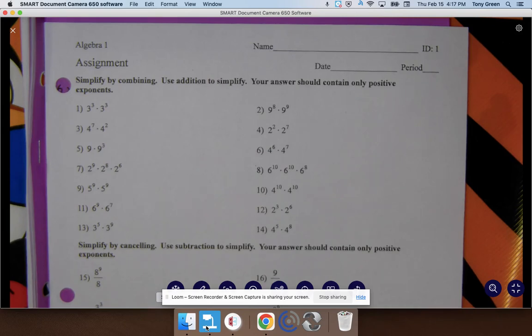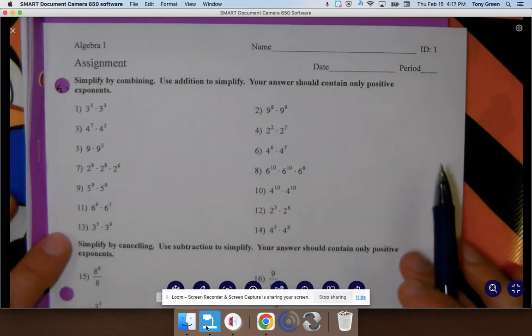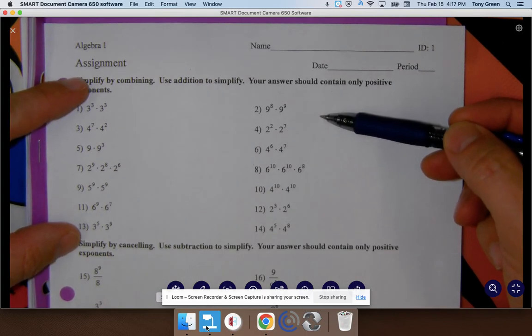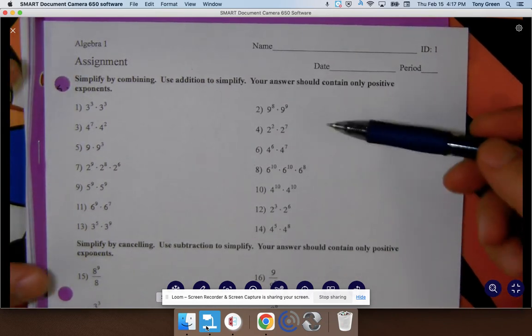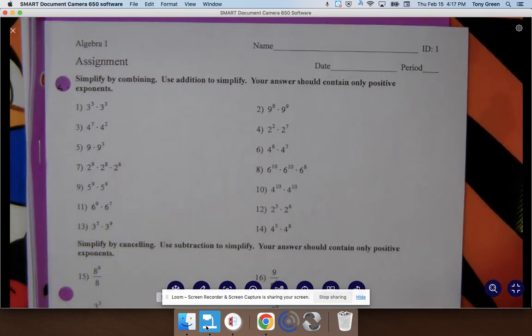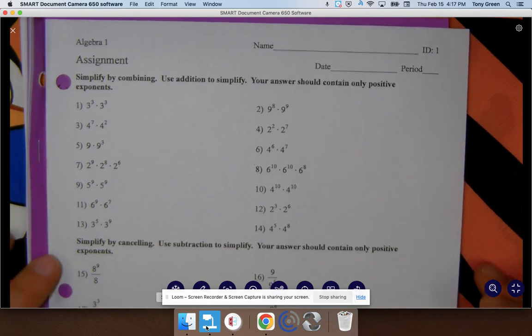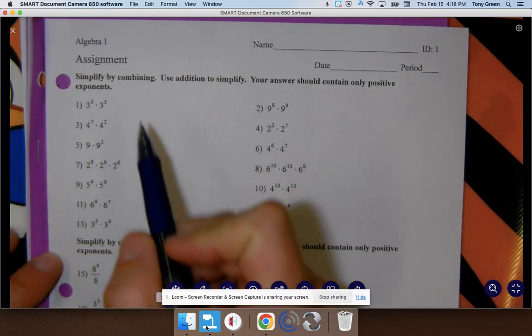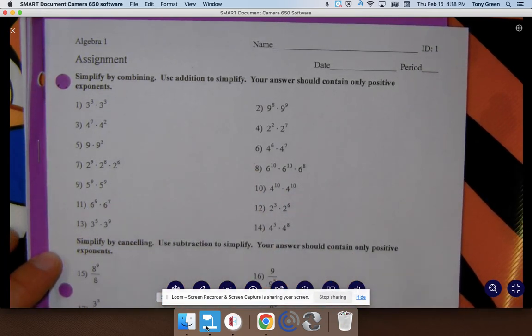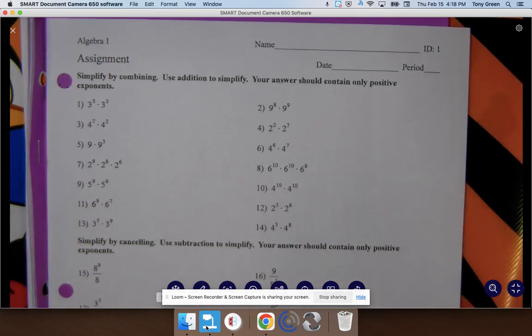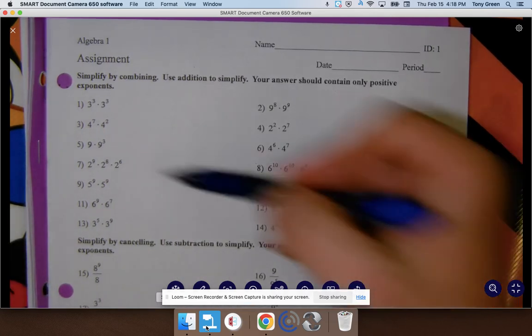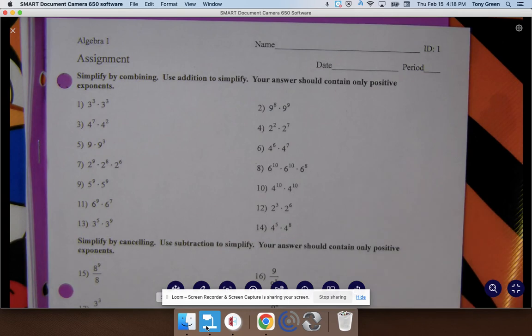All right, I'm going to show you how to do the front of this worksheet. Okay, so we got the top half, the top 14 questions, and then the bottom 14 questions. The top 14 questions are multiplying numbers with exponents. The bottom half is dividing numbers with exponents. All right, so I'm going to do one in the beginning, one in the middle, and one in the end for each one. Not that they get any harder, but there's some different type problems.